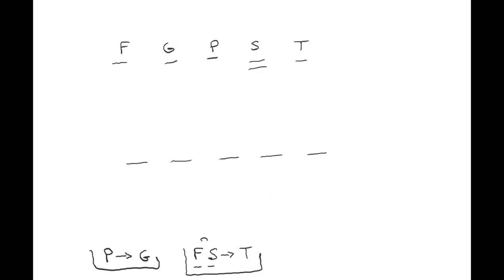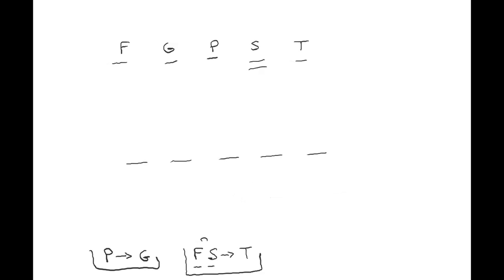Question number 9. How many of the commercials are there, any one of which could be second? And the answer is going to be 4. P could, F and S can each be second because they're reversible.